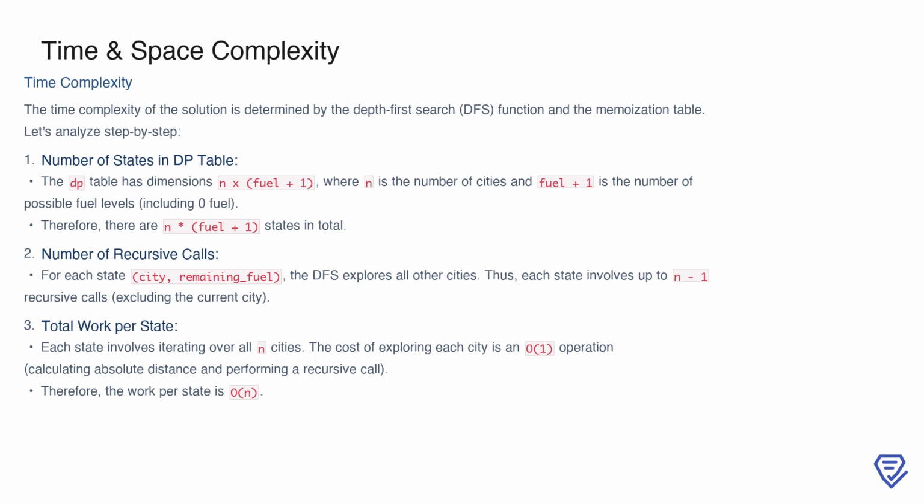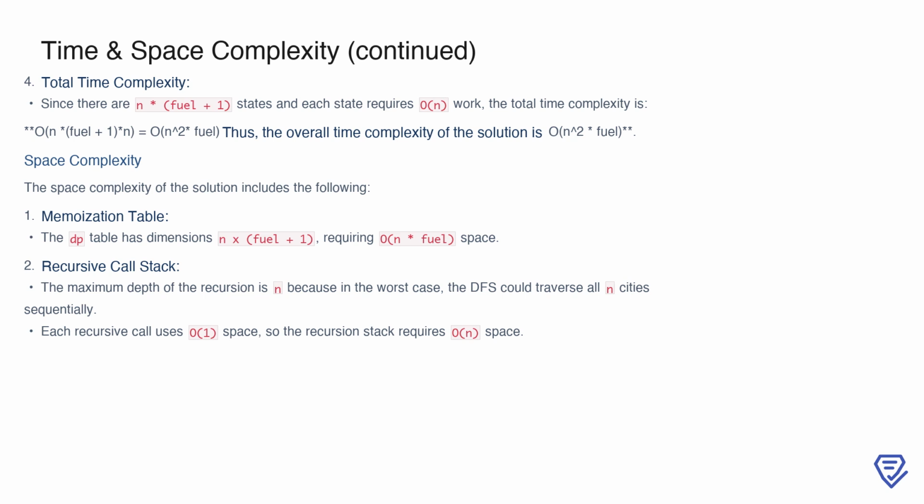For each of these states, the DFS function explores all other cities, meaning there can be up to n-1 recursive calls per state. Furthermore, the work done within each state involves iterating over all n cities, where each operation, such as calculating distances or making recursive calls, is an O(1) operation. As a result, the work per state is O(n). Given that there are n * (fuel + 1) states and each state requires O(n) work, the total time complexity becomes O(n * (fuel + 1) * n). Simplifying this, we get O(n^2 * fuel). This is the overall time complexity of the solution.